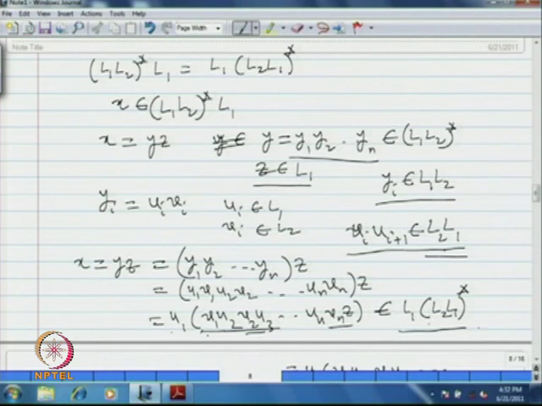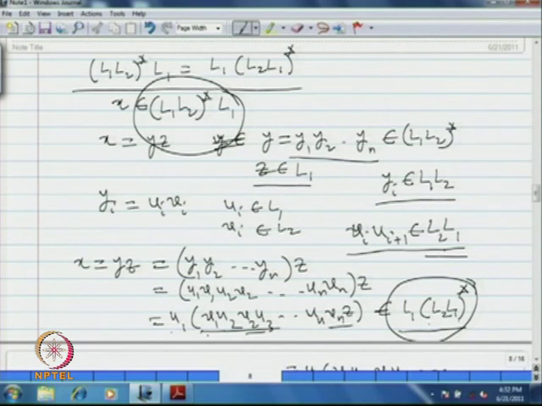Similarly, we can show the converse. That means, if x belongs to L1 concatenated with (L2 L1) star, it will belong to L1 L2 star concatenated with L1. Therefore, the property L1 L2 star concatenated with L1 is equivalent to L1 (L2 L1) whole star holds good.